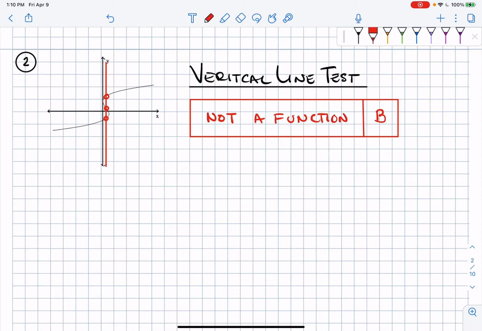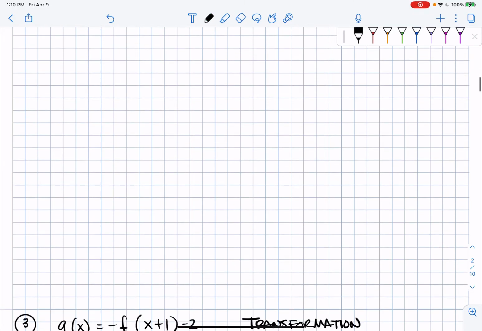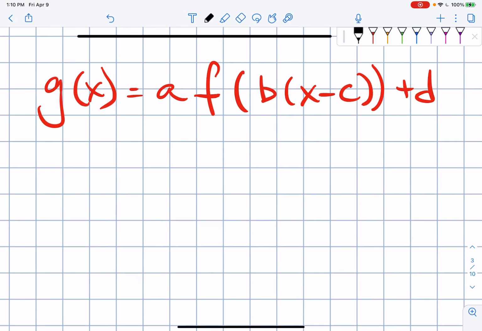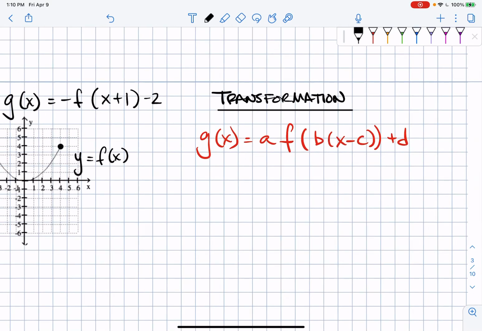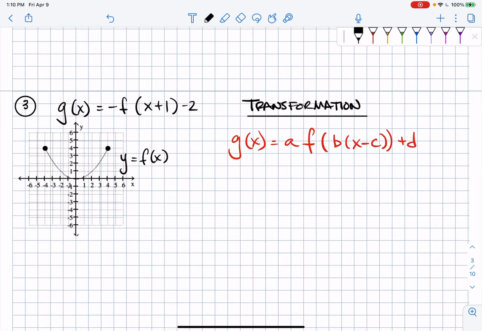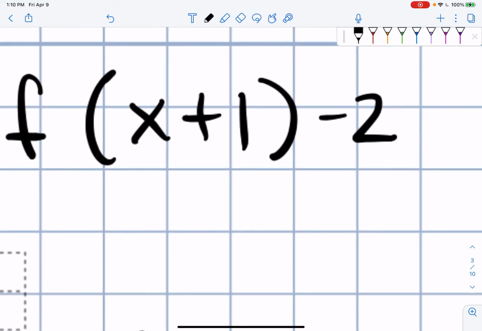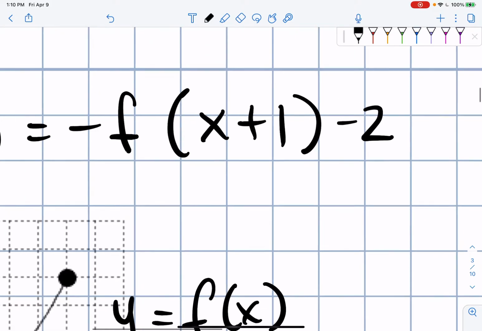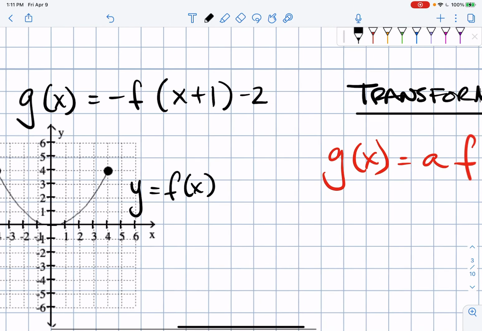There we go. That's number 2. On to number 3. Transformations. Okay. So remember this right here. Everything that affects x is kind of backwards, right? So I got to go into order of operations, right? So I got to deal with inside the parentheses first, right? Then multiplication, then addition, subtraction, okay?